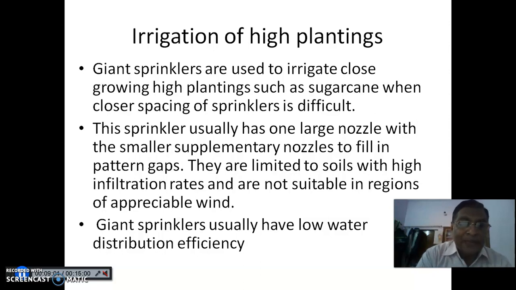Okay, then JNTUH sprinklers usually have low water distribution efficiency. Then just like in a twin nozzle, you cannot have such a very good efficiency, but it has low efficiency rates. That's the one disadvantage with the JNTUH sprinklers. But when a special situation is demanding, that is close growing high plantings, you have to use this sprinkler only.